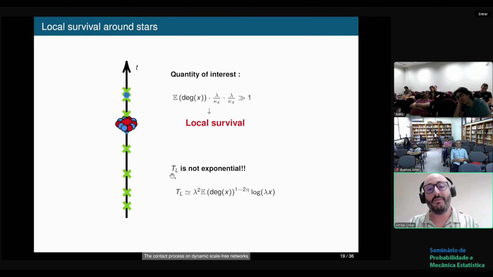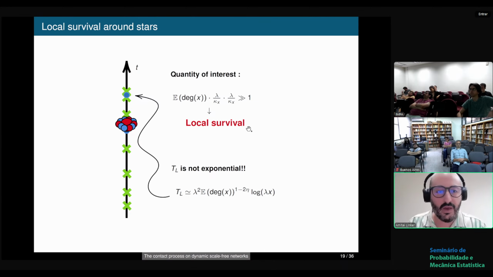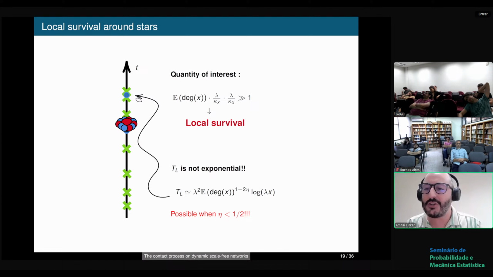However, the local survival time is no longer exponential. It's only linear, with some logarithmic correction. Why is it linear? Basically because there is a very large chance that you run into some recovery event which is very close to other updating events.